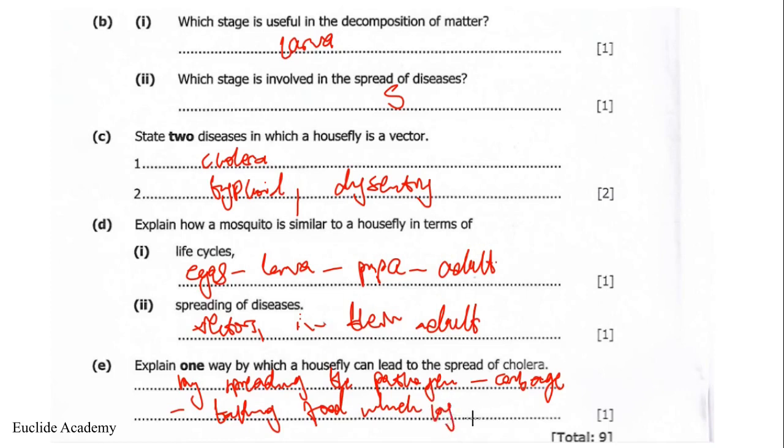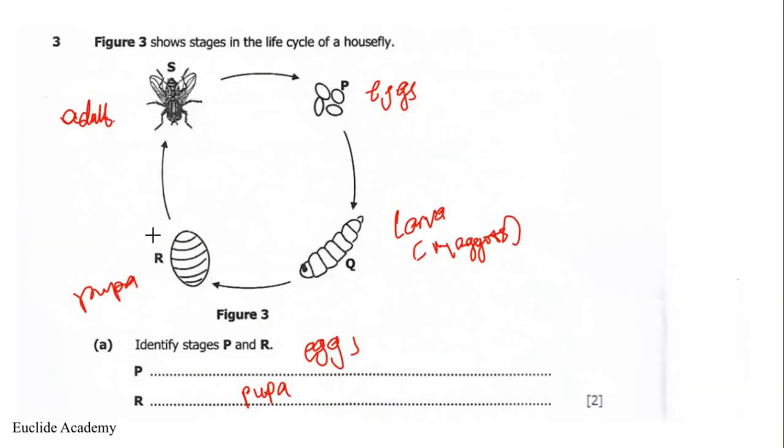Okay, it's more of a story, where another host or another individual then gets infected. So I think you get the story. You can literally tell what's going on. So that is one way in which a housefly can lead to the spread of cholera. It settles on an infected person's vomit or stool, and then gets the pathogen, carries the pathogen on its legs and mouth, and then settles on food. That food is eaten by the individual, so that person gets the cholera. So that is with question 3.